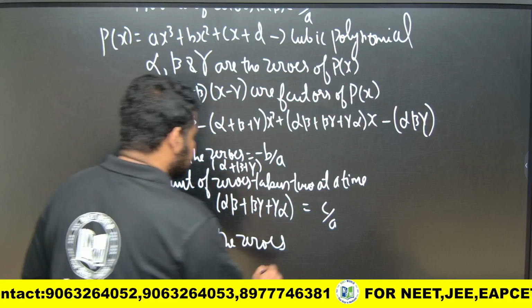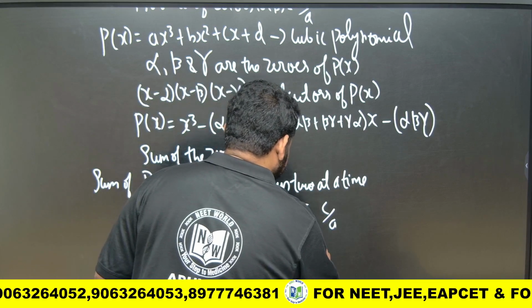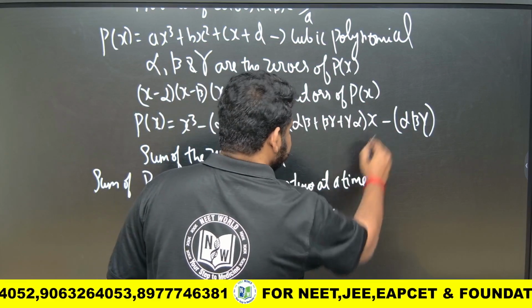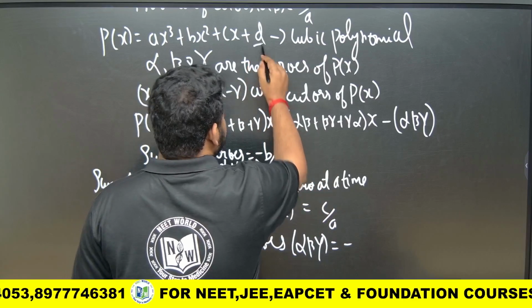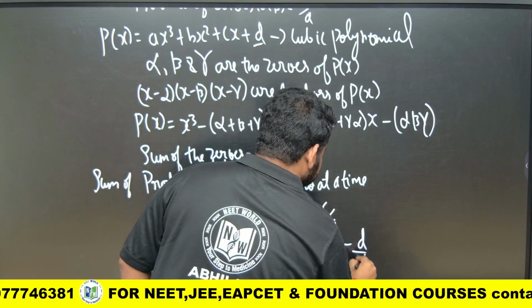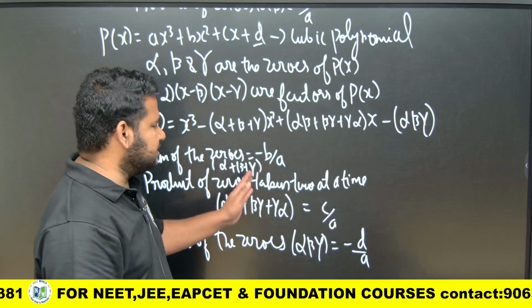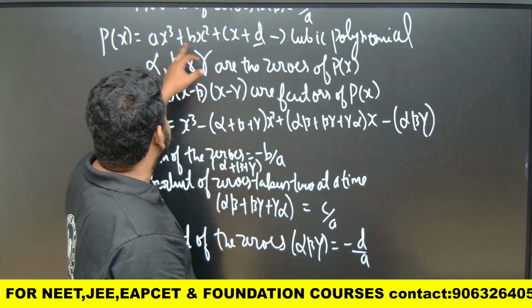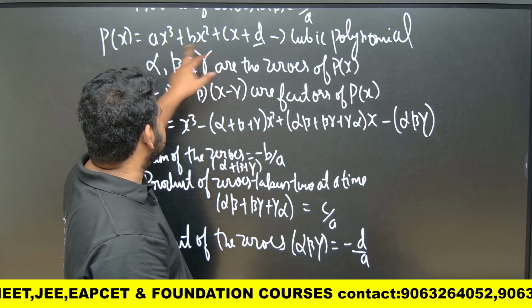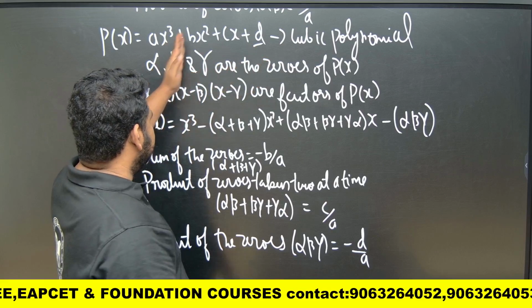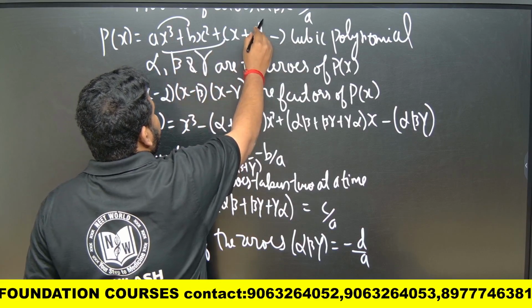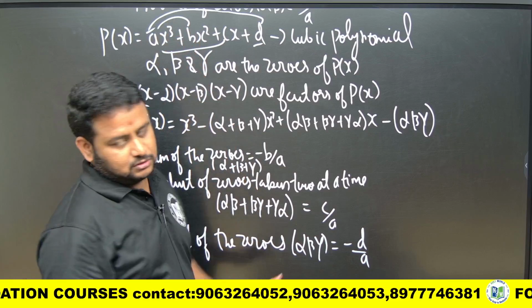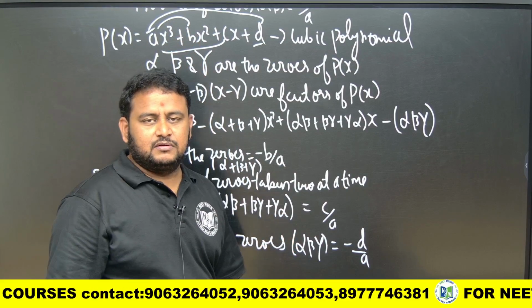Now have a look at this product of the zeros. Product of the zeros is nothing but alpha beta gamma, that is minus d by a, where d is the constant. So it starts with minus b by a, plus c by a, and minus d by a, like this it goes on. This is how you solve cubic polynomial.